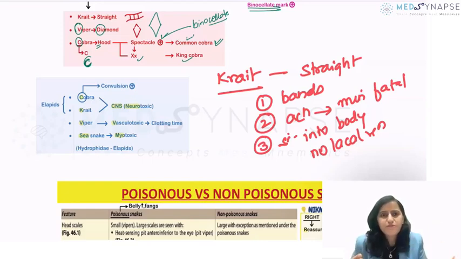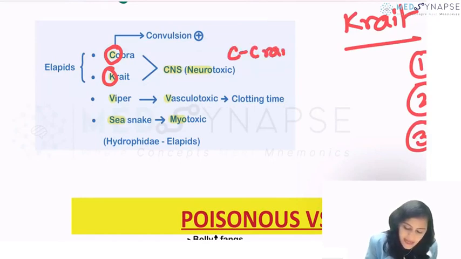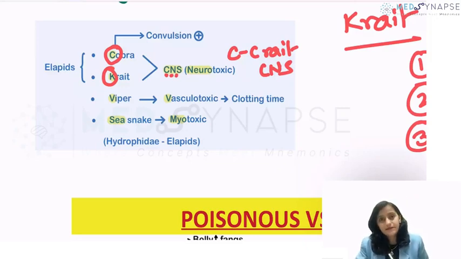What kind of poison is it, the krait poison? Like the cobra, it is neurotoxic. So remember that cobra and krait affect the CNS. That means they are neurotoxic. Now, in the question, they do not give you that neurotoxic, which is the neurotoxic snake.